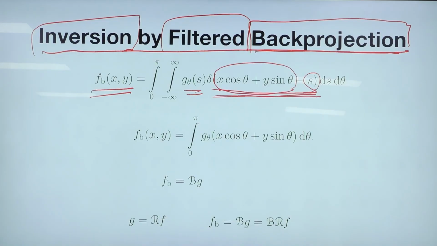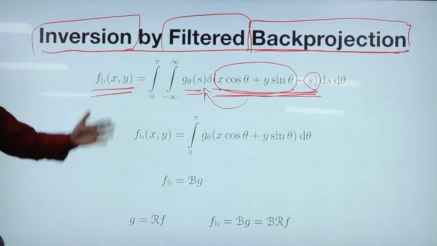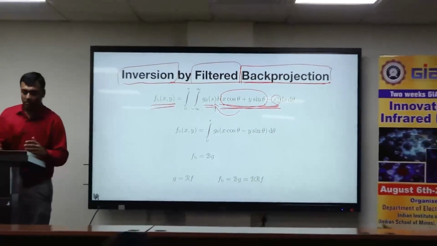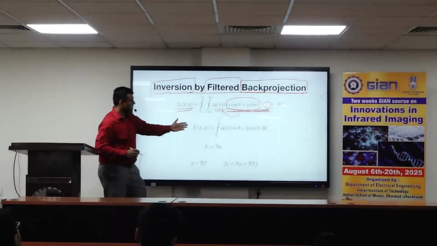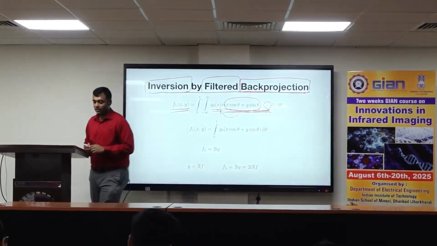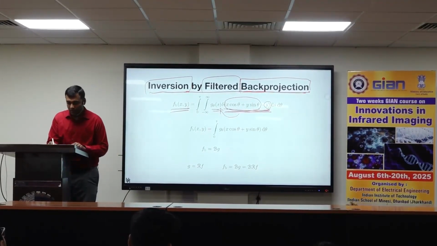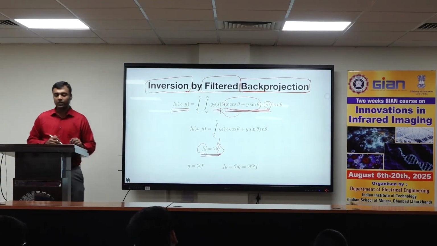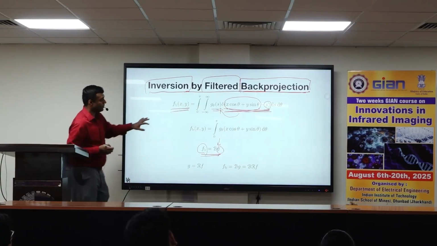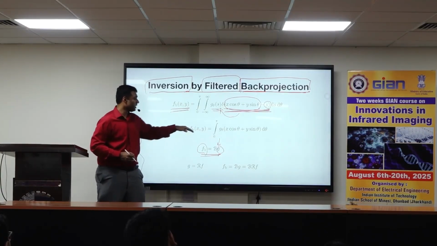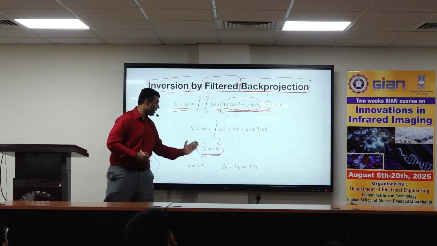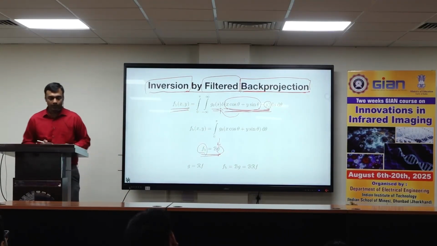Exactly, yeah. So using one of the properties of the delta function, you substitute s equals x cos theta plus y sin theta. In other words, you're integrating along a line, and so you get g of x cos theta plus y sin theta, d theta. Okay, so this process is going from the data to the object. This operation is denoted by the operator B. So this takes the data and back projects it to this.